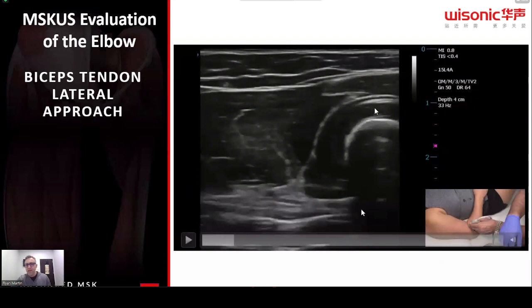This is the supinators right on top here. And then if we look carefully, we have the brachioradialis. And deep here, this is the biceps brachii coming across this plane right here.